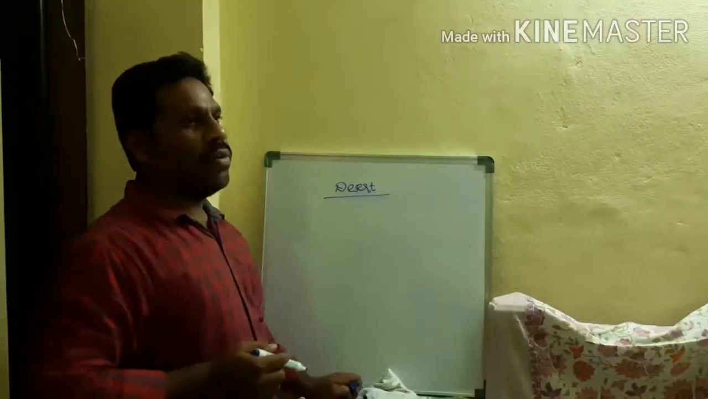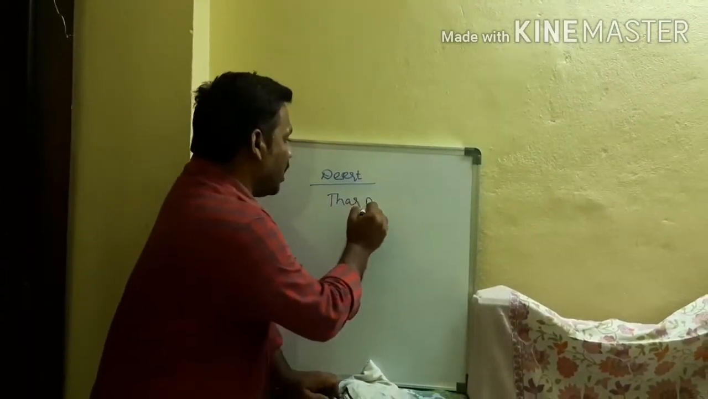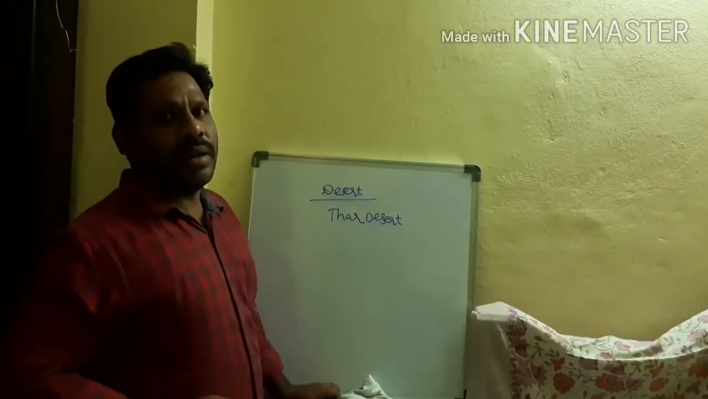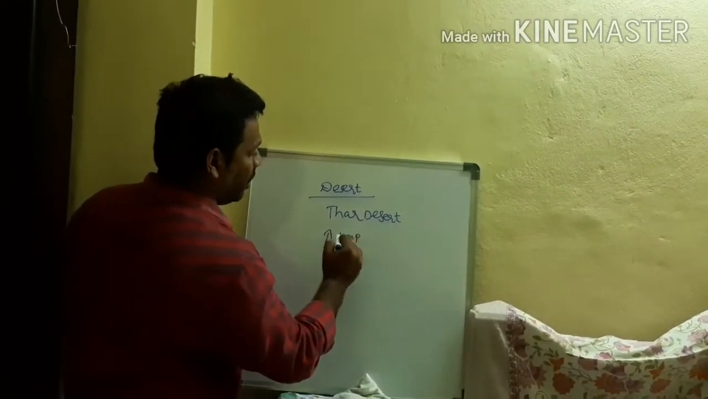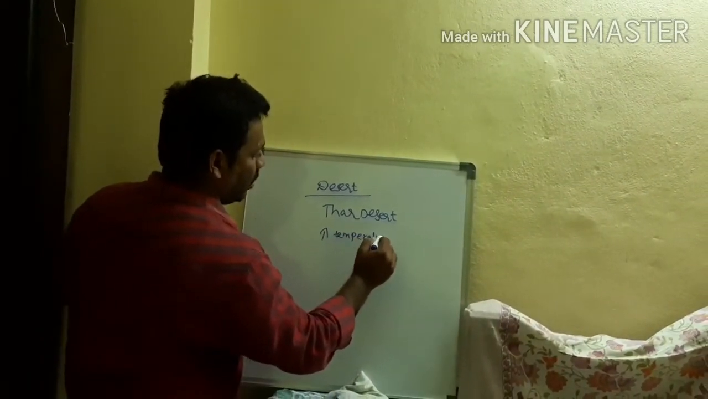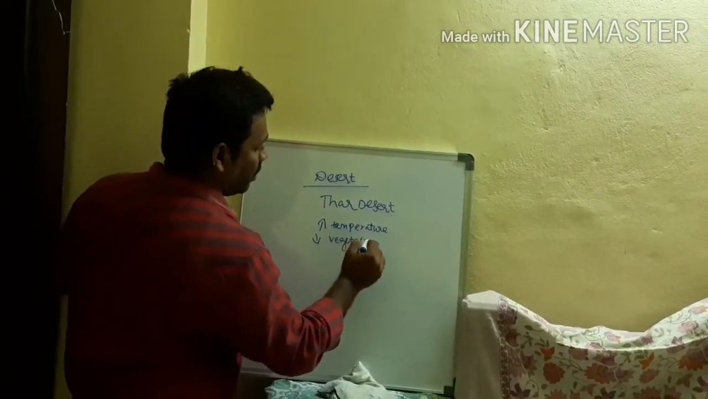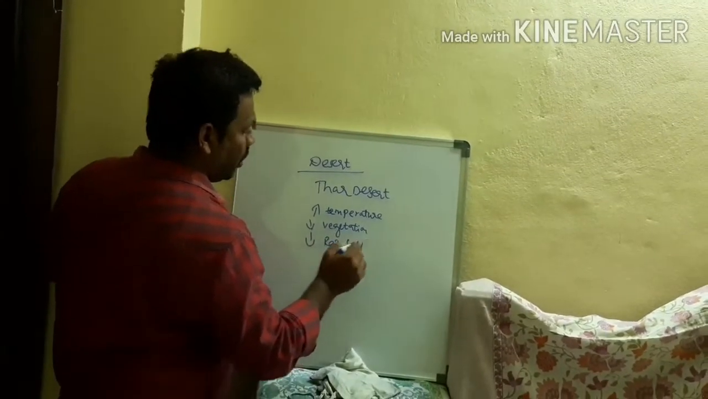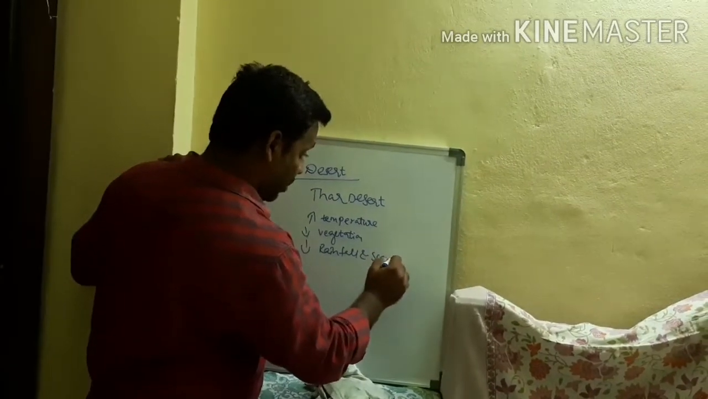Desert. The one and only desert we have in our country is called what? Thar Desert. What are the characteristics of the desert we can find here? High temperature, low vegetation, low rainfall, and we can call it scanty also.